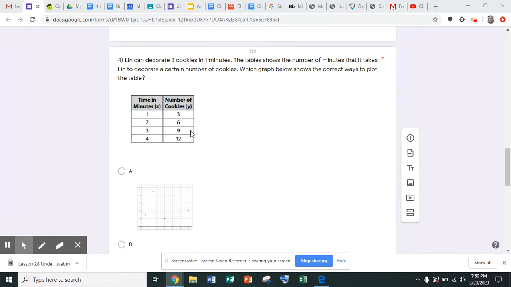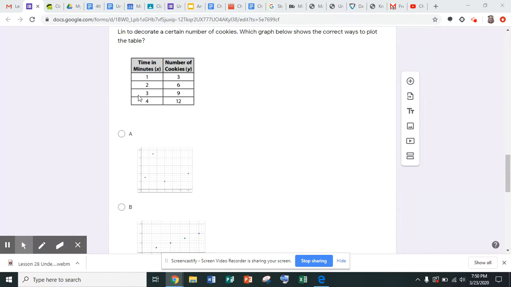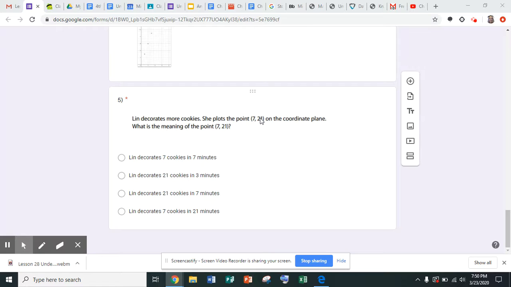So you'll want to refer back up to this table and go back up to where you would have 7 on this side and 21 on this side. And that should help you.